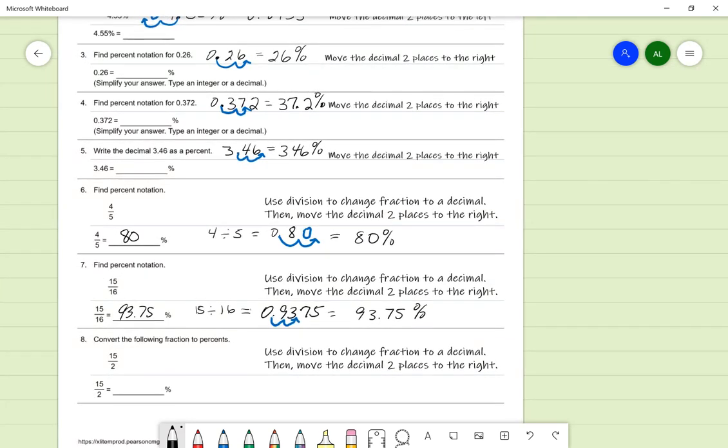And the last fraction that we are converting, this time we have an improper fraction, but we're still using division. So we're dividing 15 by 2, which equals 7.5. We're moving the decimal 2 places to the right, moving it once and adding a 0 in order to move it twice, which equals 750%. So 15 halves is equal to 750%.